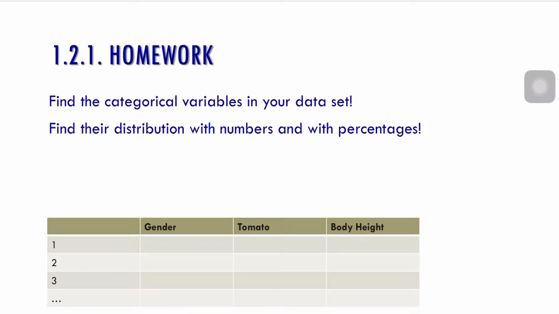And I have one question. It is a very important and easy question about homework. You can find a categorical variable in your data set and complete this with the numbers, or for example, type of food, which we can make with tomato or something like in this example.